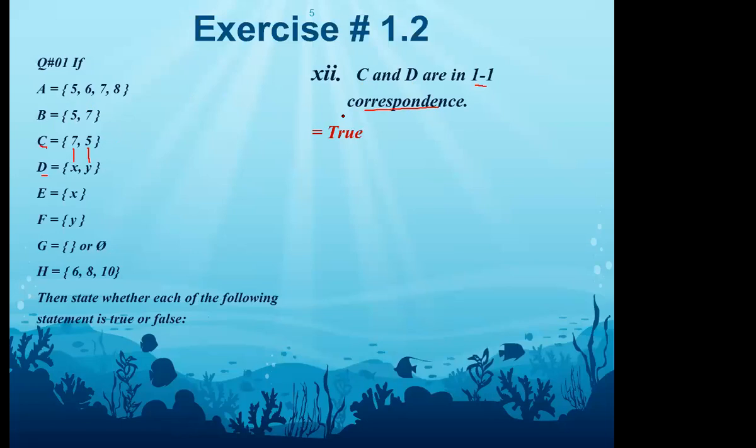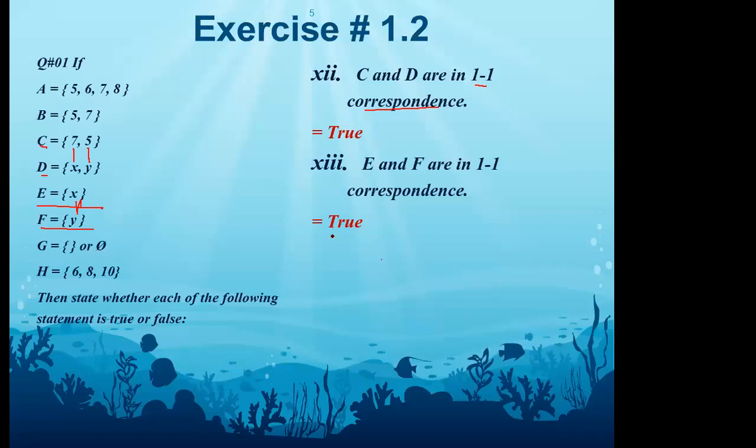Very good, very good. Now, next is this one. E and F are in one-to-one correspondence. Now, this is set E and this is set F. And you can make a one-to-one correspondence. Hmm? The pairs are being made. So, the answer will be true. Very good, students. All of you are giving the right answer. So far, most of you are giving the right answer.